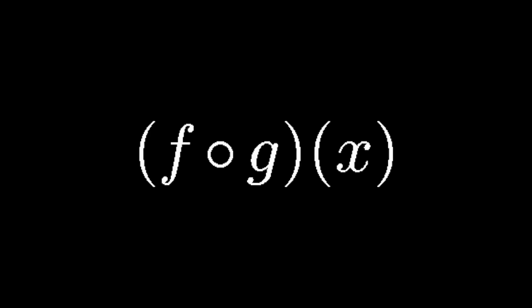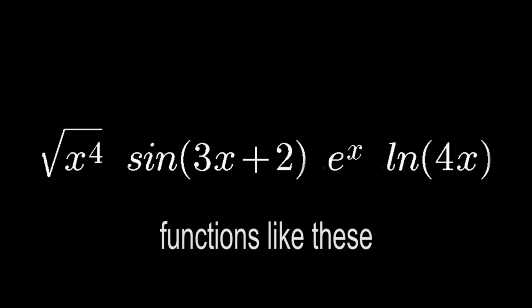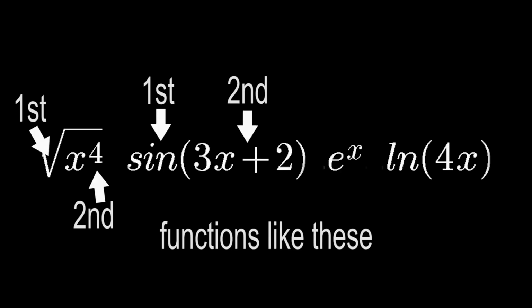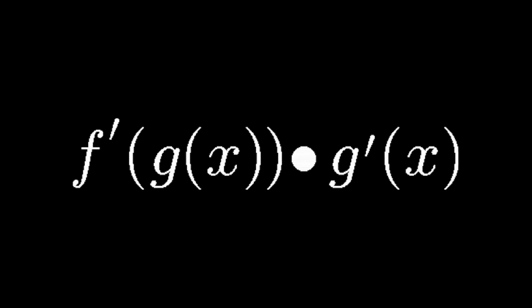Use this if you're trying to find the derivative of a function with the form f of g of x, or in simpler terms, of a function within another function. What you do here is that you take the derivative of the outside and leave the inside intact, and then multiply all of that by the derivative of the inside.